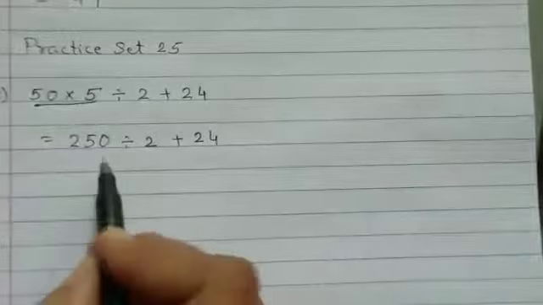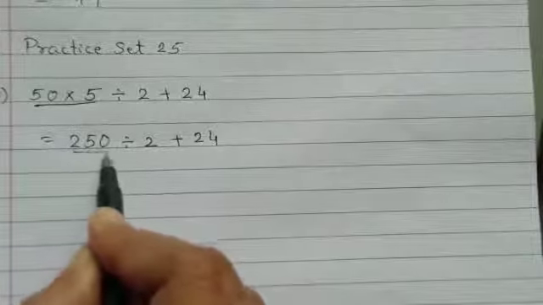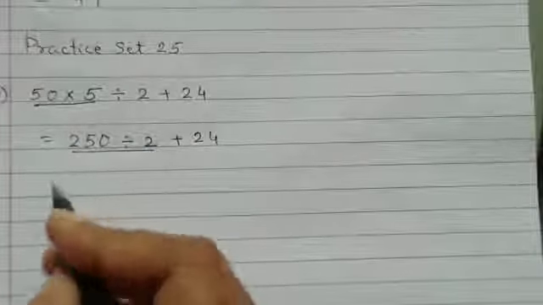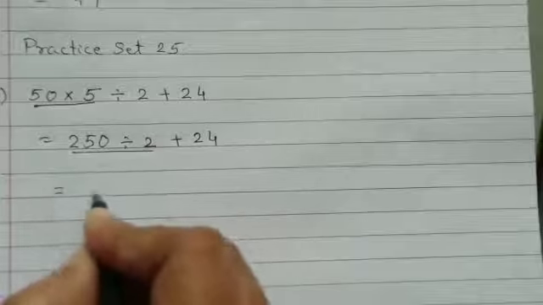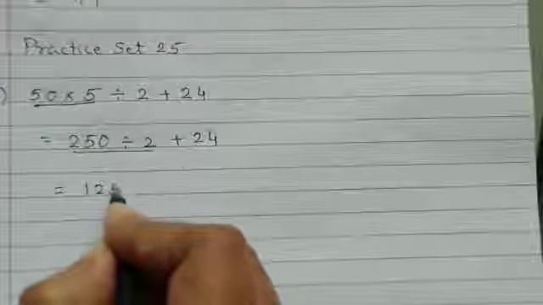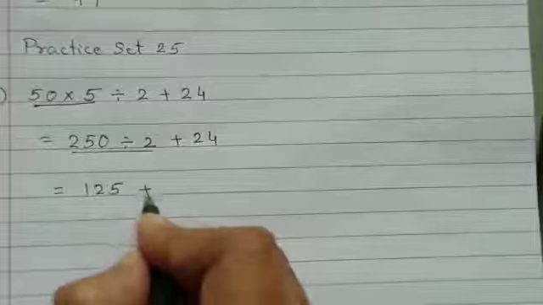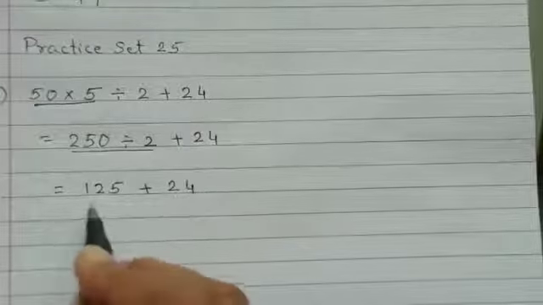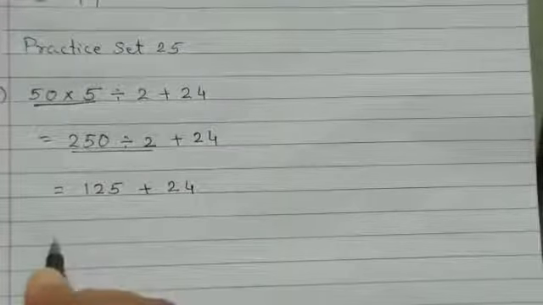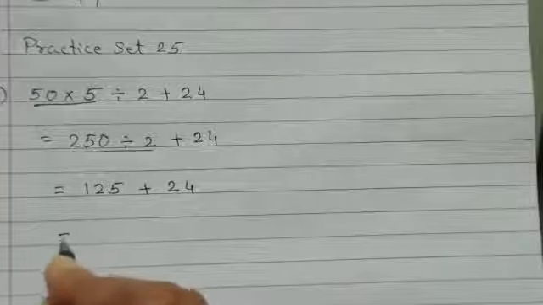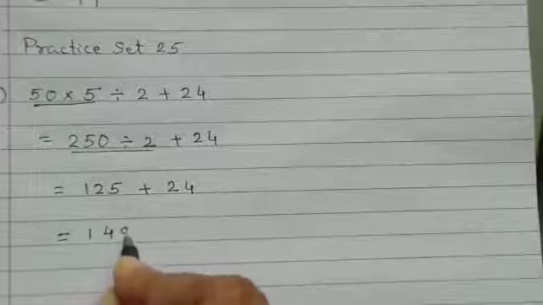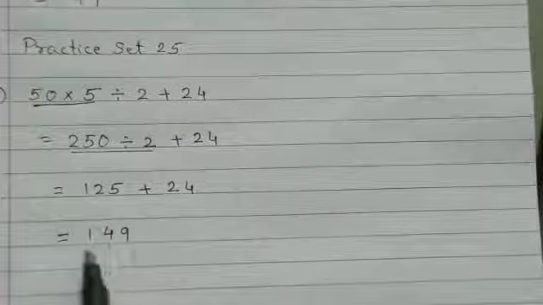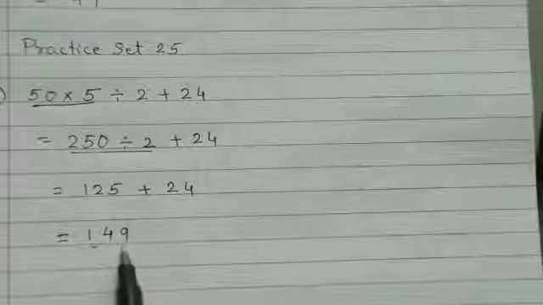Now what we have to do? We have to do the division first. So we will do the division. So 250 divided by 2 is 125 plus 24. Now add the two. 125 plus 24 is 149. So the answer is 149.